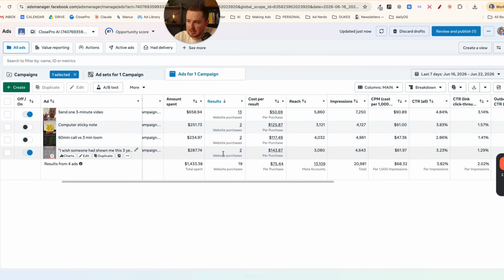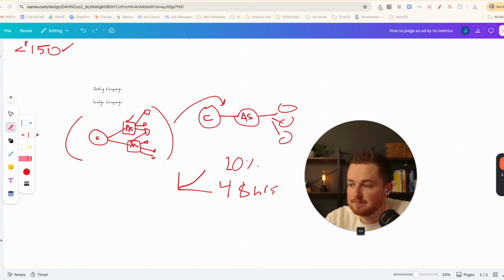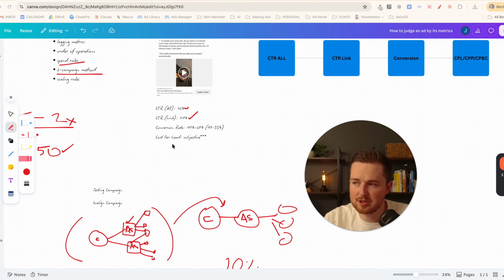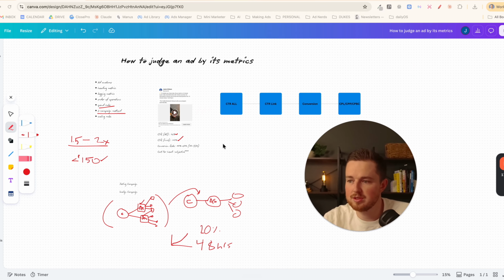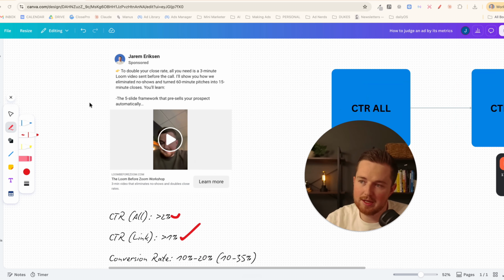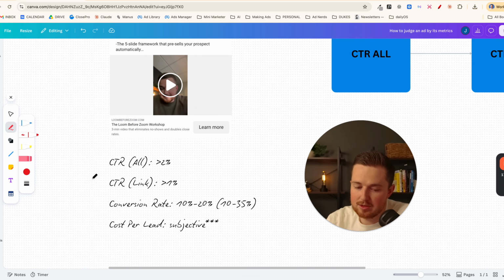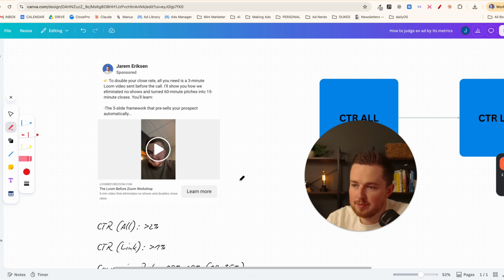You can see I've turned a bunch of these off because they are not performing within KPI. So anyways, that is essentially how you judge an ad by its metrics, this order of operations. You really just have to get used to understanding the psychology of how people are viewing ads. Once you understand that and the metrics it correlates to, it's a very clear indicator as to what part of the ad is or isn't working relative to its metric. So that's how that works.